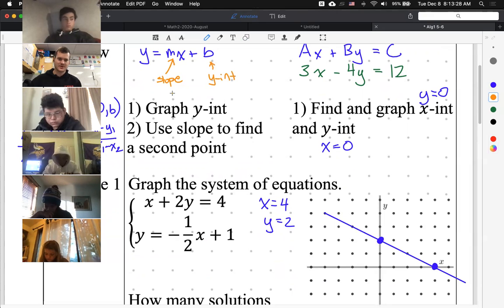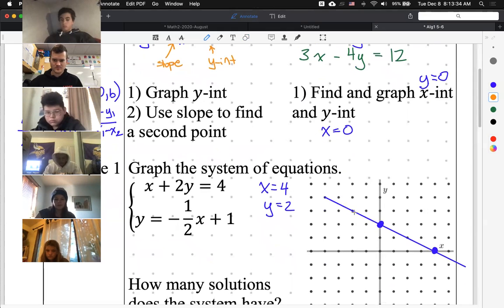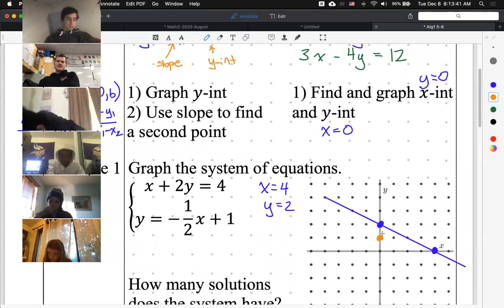I give you your first step right here. So first step is to graph your y-intercept. What is the y-intercept, Alden? The y-intercept is 1. There it is. So we'll graph 1. And then the slope is going to be used to find the second point.